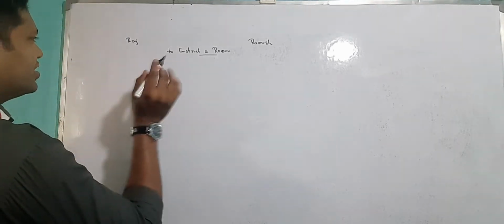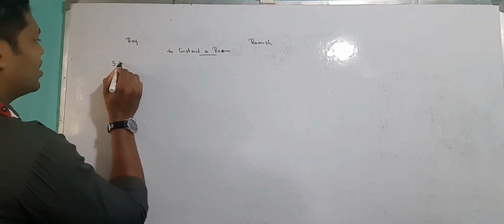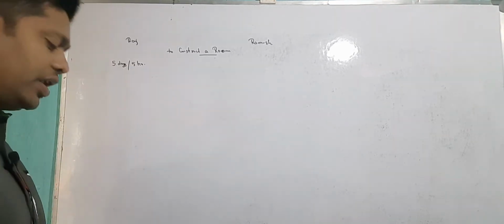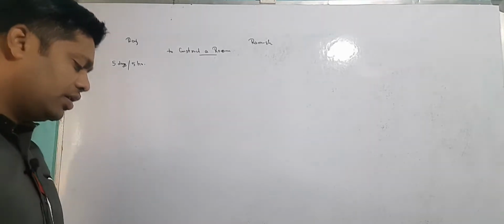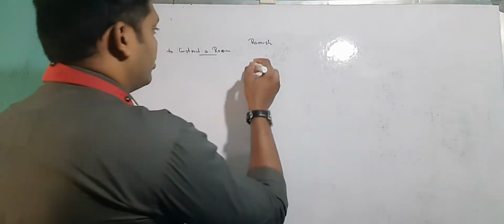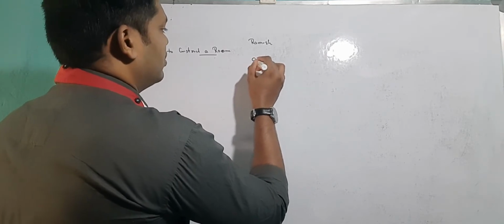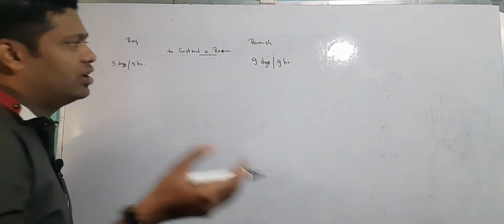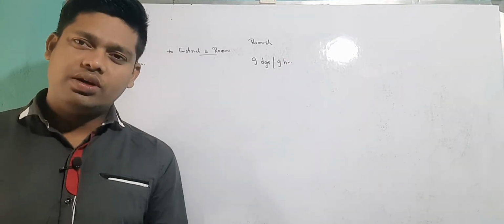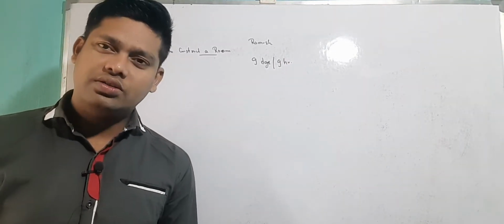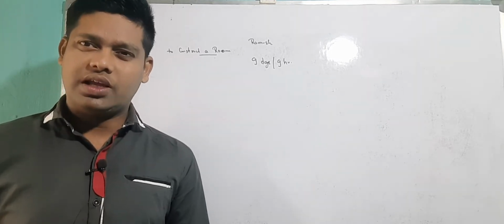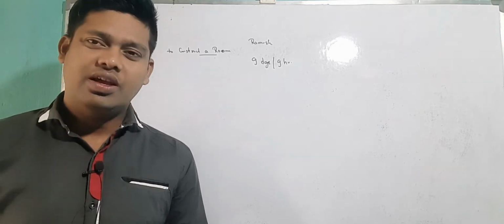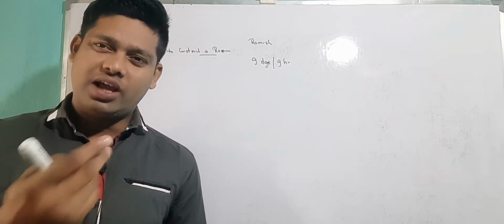You can say 5 days, or you can say 5 hours, whatever it is. Whereas Ramesh says that he will do it in 9 days or 9 hours. Both are the same. Why am I giving 9 days and 9 hours, why not only days or only hours? Because in the question it may be hours or it may be days, so don't get confused, both are the same.